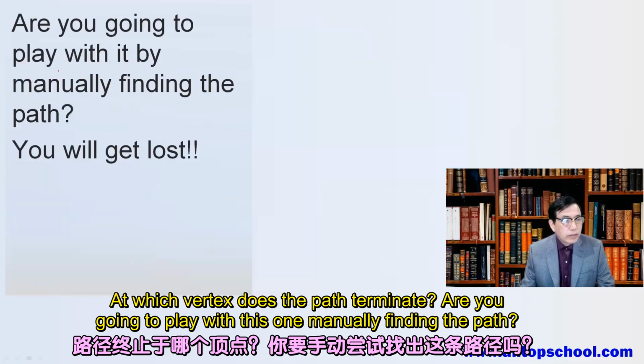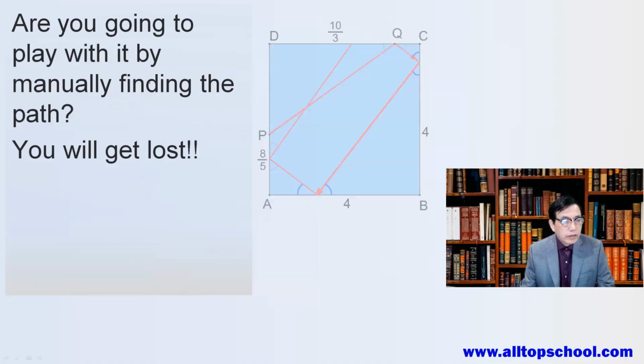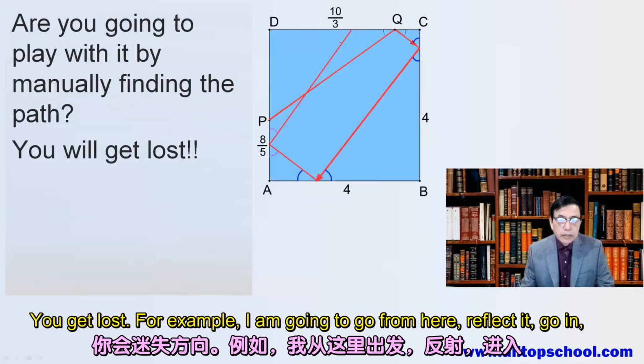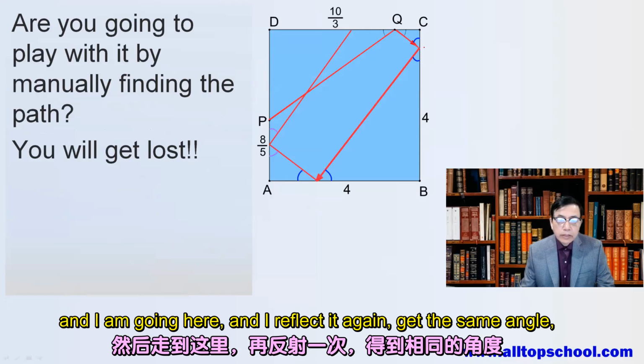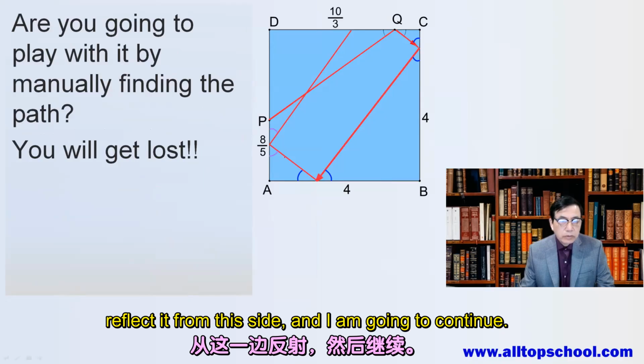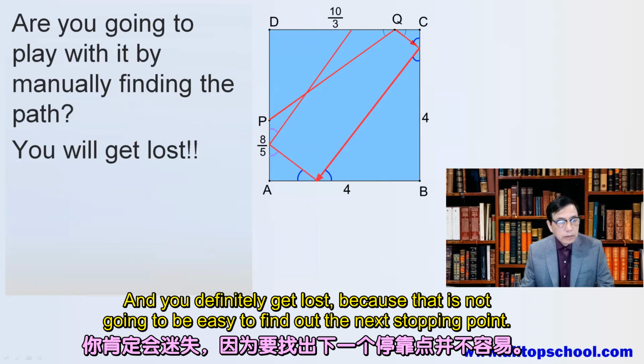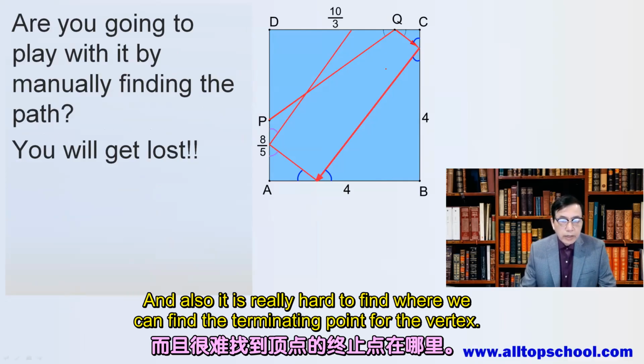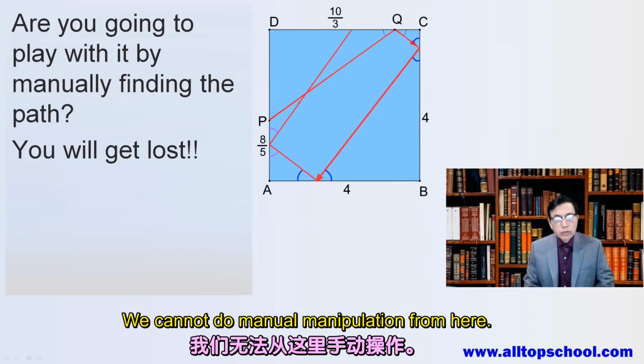Are you going to play with this one manually, finding the path? You get lost. For example, I go from here, reflect, go here, and then reflect again with the same angle from this side. I'm going to continue, and then you definitely get lost, because it's not easy to find the next stopping point, and it's really hard to find the terminating vertex. We cannot do manual manipulation here.